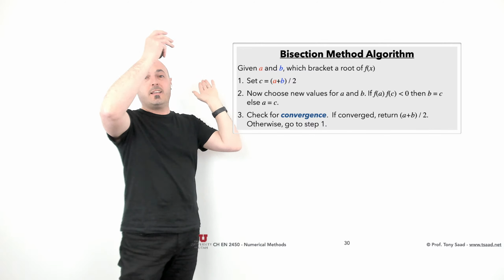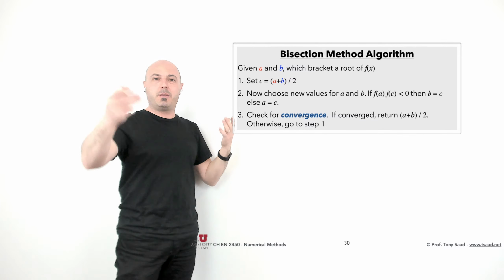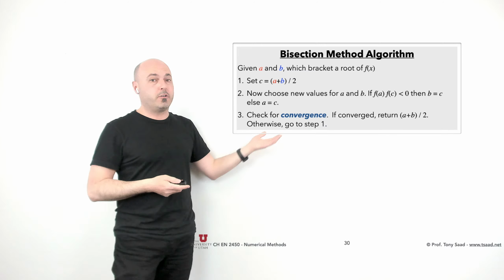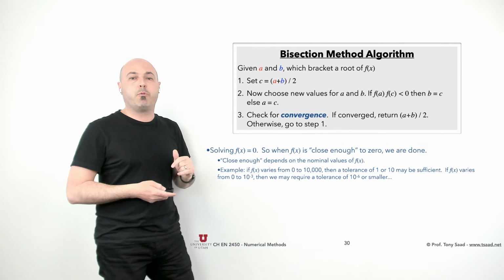Otherwise, it's C and B that bracket your root. C becomes your new value of A, and B remains the same. Check for convergence. If converged, just return the root, A plus B over 2. Otherwise, go back to step 1. Okay?